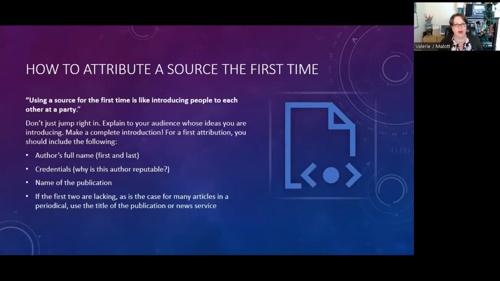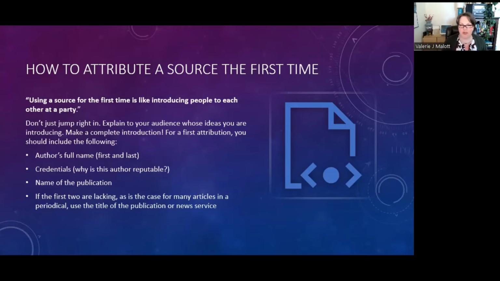So many of you have probably seen in my feedback to you that there is a certain way to introduce sources to your readers, right? So the first time that you introduce a source, you need to think of it as like introducing people to each other at a party. You don't just say Joe, right? You say, oh, this is my friend Joe from Mount St. Joseph University, and he is an entomologist, whatever.